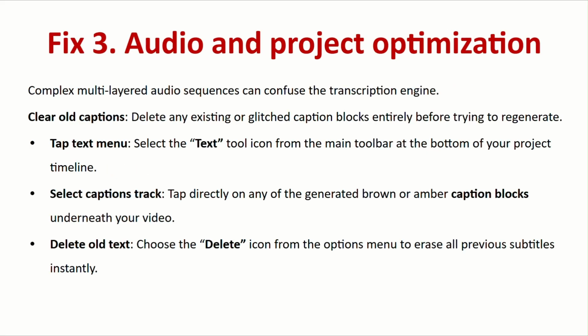Fix 3. Audio and project optimization. Clear old captions. Delete any existing or glitched caption blocks entirely before trying to regenerate. Tap Text menu. Select the text tool icon from the main toolbar at the bottom of your project timeline. Next, select Captions track. Tap directly on any of the generated brown or amber caption blocks underneath your video. Next, delete old text. Choose the delete icon from the options menu to erase all previous subtitles instantly.